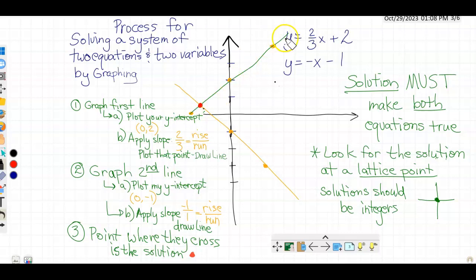Let us remember, before we go to the next slide, that the solution must make both equations true. And in Algebra 1, here's a little Algebra 1 note. Look for the solution at a lattice point, okay? All of our solutions for our systems in Algebra 1 are all integers, okay?